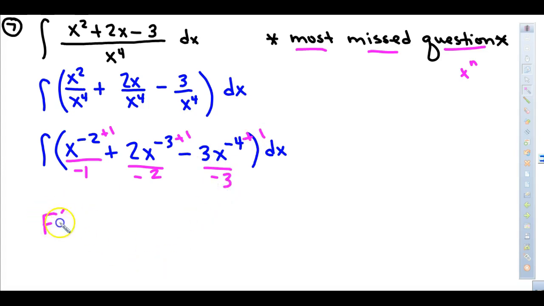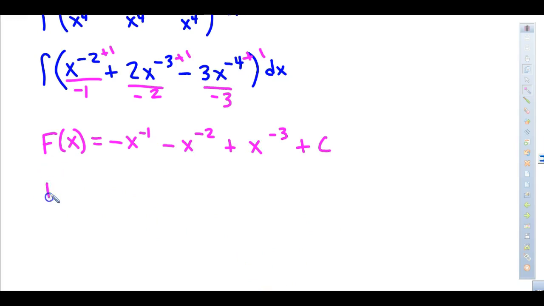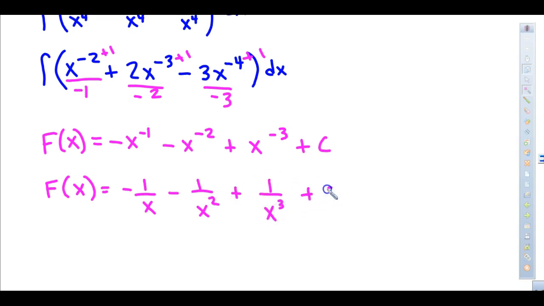And I'm going to clean everything up. So this right here gives me -x to the -1. This gives me -x to the -2. This is going to give me positive x to the -3 plus c. Okay? And then this may get rewritten as -1 over x minus 1 over x squared plus 1 over x cubed plus c. Okay? Alright.